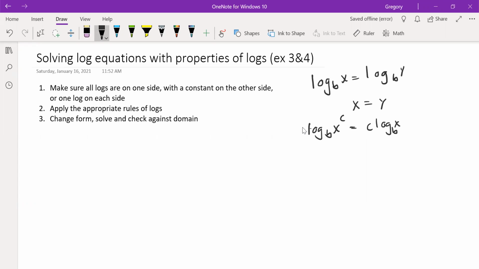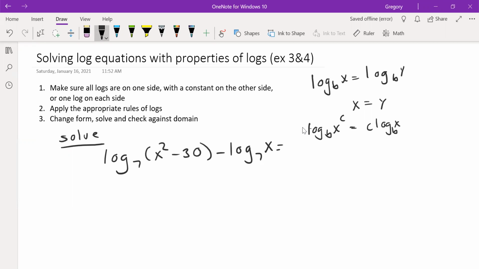For example, let's look at, and as always with these, the question is going to say solve. Let's say I have a question, something like log base 7 of x squared minus 30, minus log of the same base of x, equals 0.